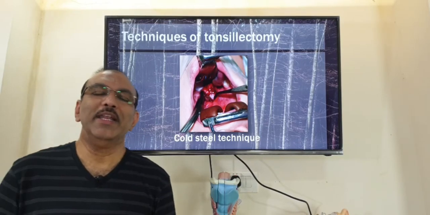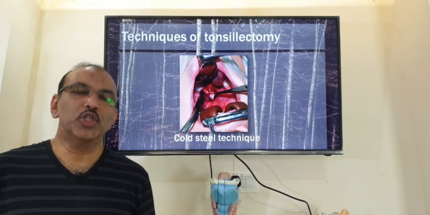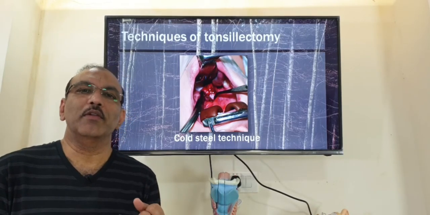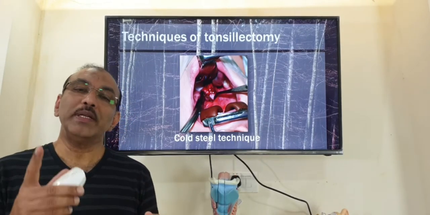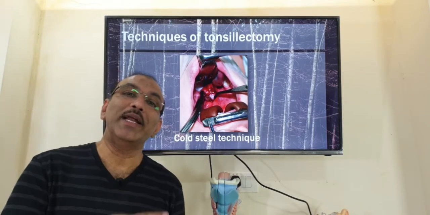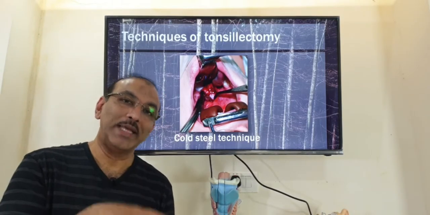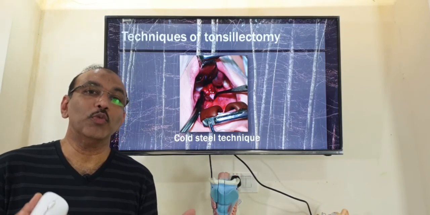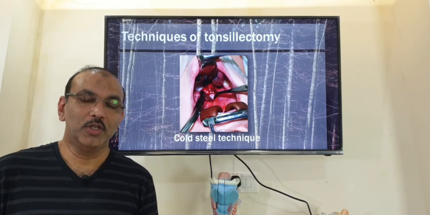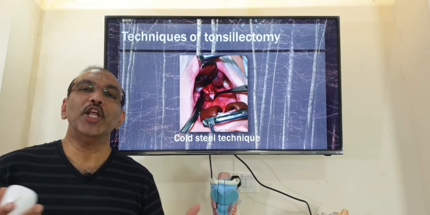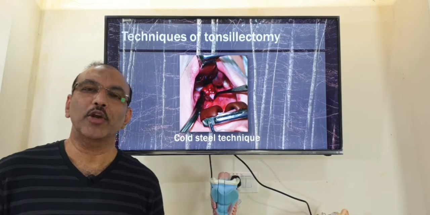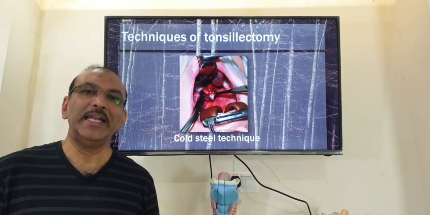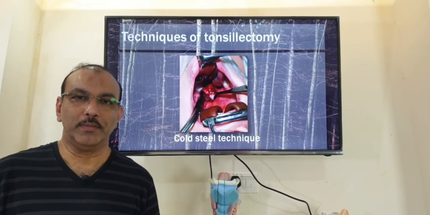So, who will decide which technique to be used? That depends upon which technique your ENT doctor is familiar with, which technique the hospital has provided to that doctor so that he gets used to it, how much money you have with you, or which insurance you have. Depending on these 3 things, you decide on the technique. Simple thing: old technique, less money; latest technology, more money.